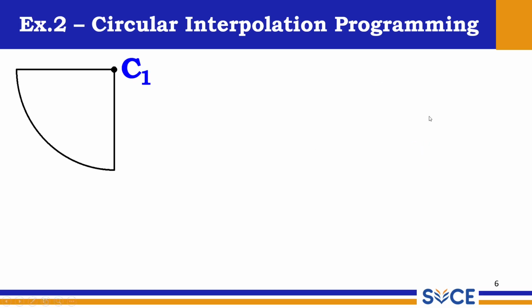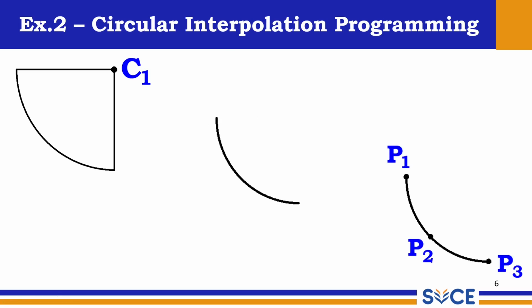Now, how do we program this particular arc? As I told you earlier, whenever we go for any circular interpolation, we are not worried about the center. So this is the arc we have got. Obviously there is a center, like in the previous image, but we are not worried about it.